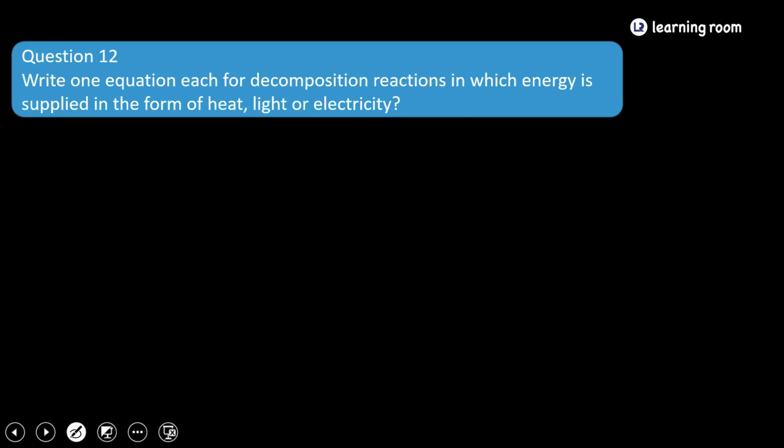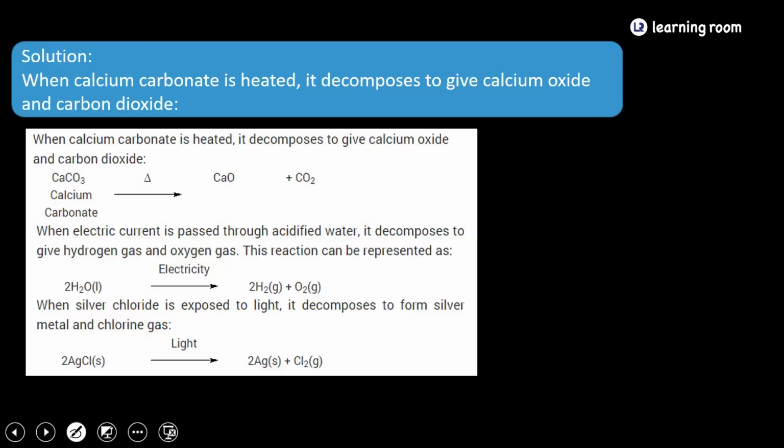Write one equation for the decomposition in which energy is supplied in the form of heat, light or electricity. When you supply heat to calcium carbonate, it gives calcium oxide and carbon dioxide. When you pass electricity through water, it splits into hydrogen gas and oxygen gas, which deposit on the electrodes. When silver chloride is exposed to light, it decomposes into silver and chlorine gas. Then it is called decomposition.